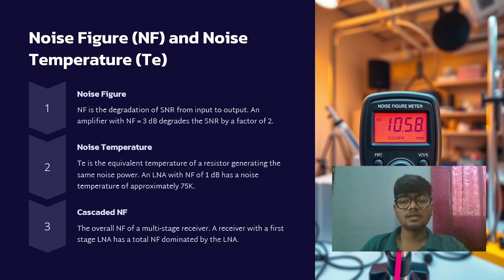And then the second one is noise temperature. TE is the equivalent temperature of a resistor generating the same noise power. An LNA with a noise figure of 1 dB has a noise temperature TE of approximately 75 K. And then the third one is cascaded NF. The overall NF of a multi-stage receiver: a receiver with a first stage LNA has a total noise figure dominated by the LNA.